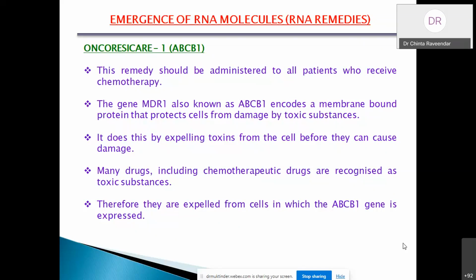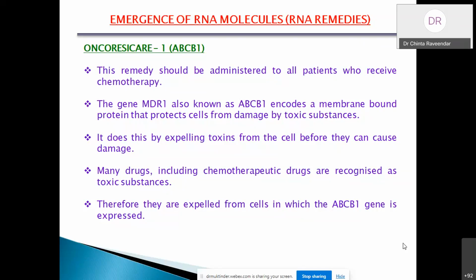So for that purpose, now we have just named some of the names like that. This Onco-Resicare is the RNA molecule of ABCB1. I will not go very deeply into it. I have provided a website. You can go through it, but I have made it in the simplest language. When it is used, how it is used, how to use it, I will share with my homeopathic colleagues. So this remedy should be administered to all the patients who receive chemotherapy.